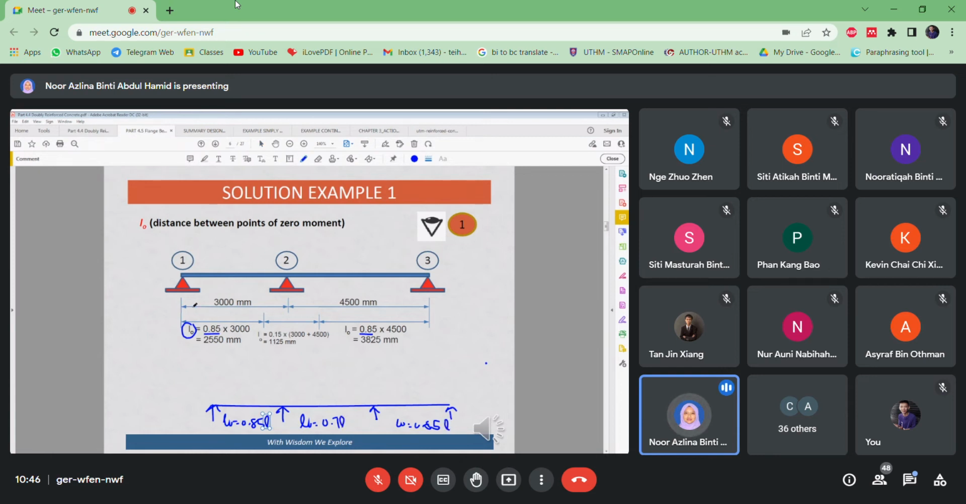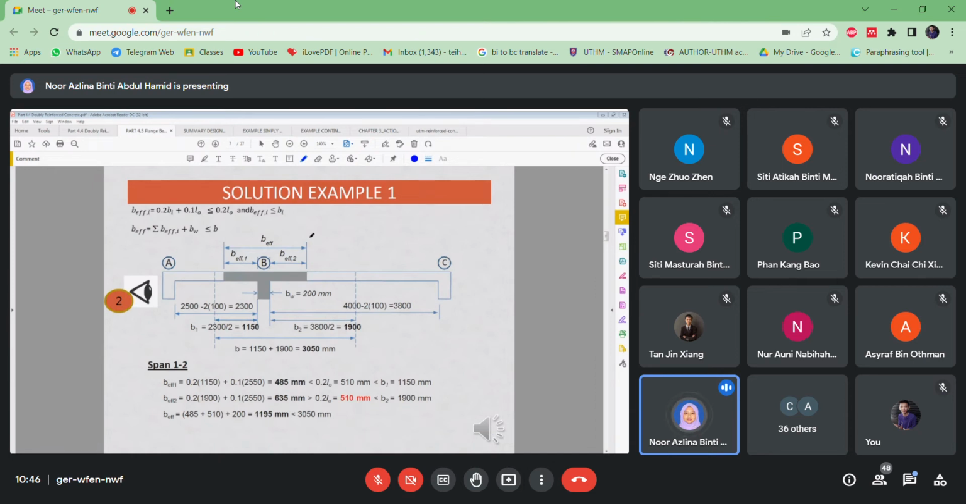Okay, dia punya span ni adalah 3000. So you just calculate lah what's the LO distance for 1 to 2 and then from 2 to 3, which is 3825. While this is for the support. Alright, so settle for the first view.